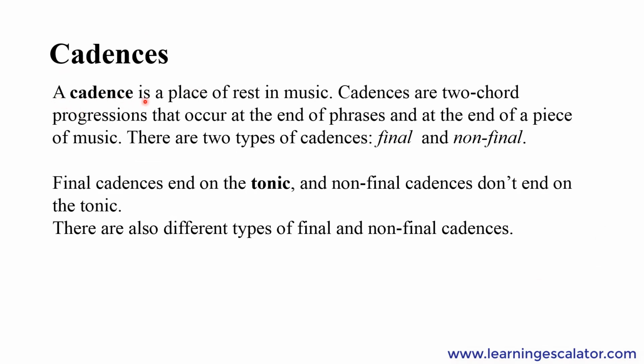Cadences. A cadence is a place of rest in music. Cadences are 2 chord progressions that occur at the end of phrases and at the end of a piece of music. There are 2 types of cadences, final and non-final. Final cadences end on the tonic, and non-final cadences don't end on the tonic. There are also different types of final and non-final cadences.